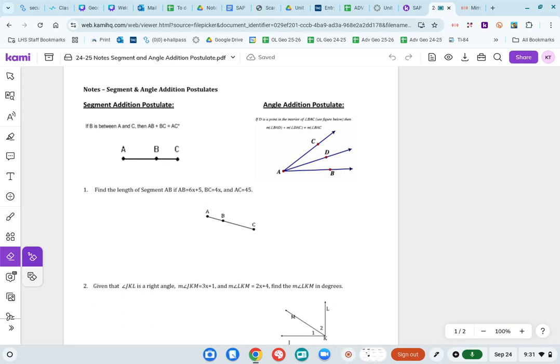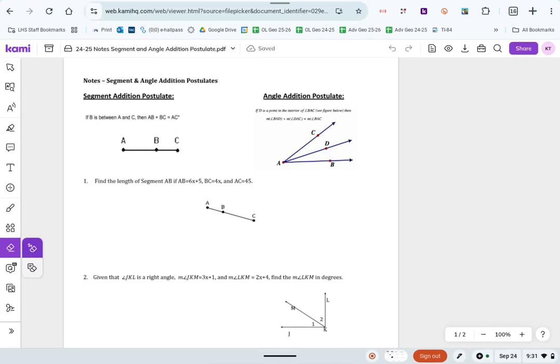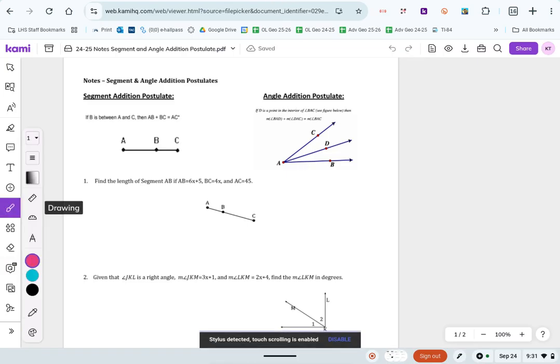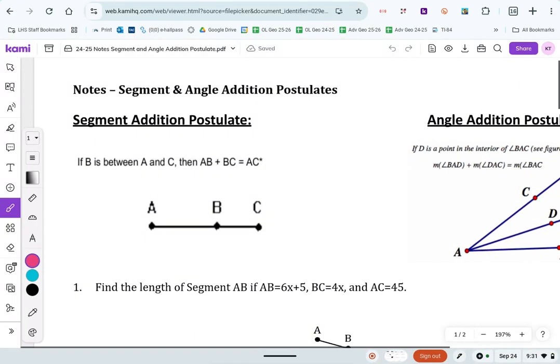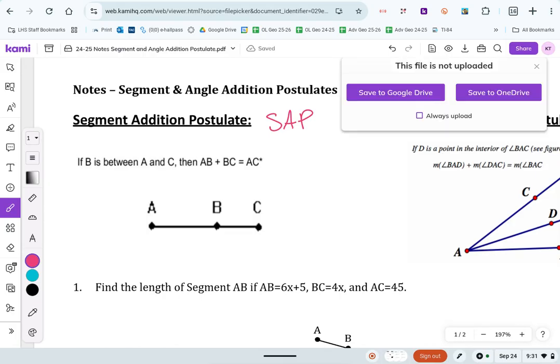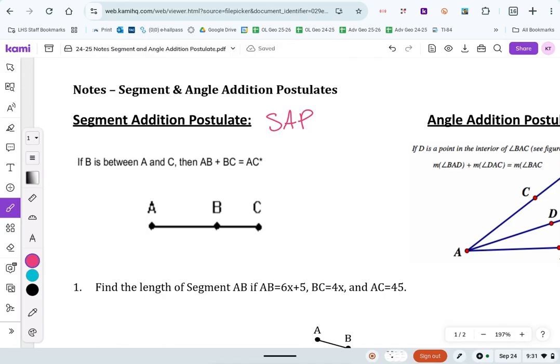So the part plus part equals whole idea that we talked about in our warm-up has two fancy names, one for segments, one for angles. For segments, this is called the segment addition postulate. We often write it down as SAP. Essentially, if on a line AC, B is in between A and C, then AB, the first part, plus BC, the second part, equals AC, the whole thing. So part plus part equals whole.